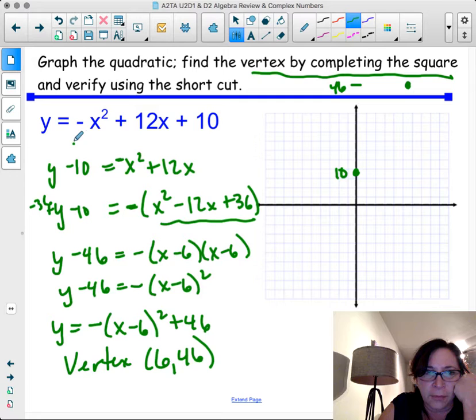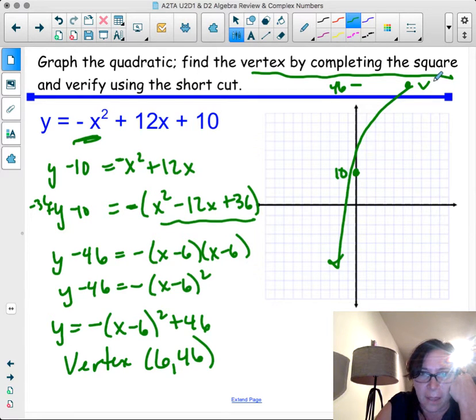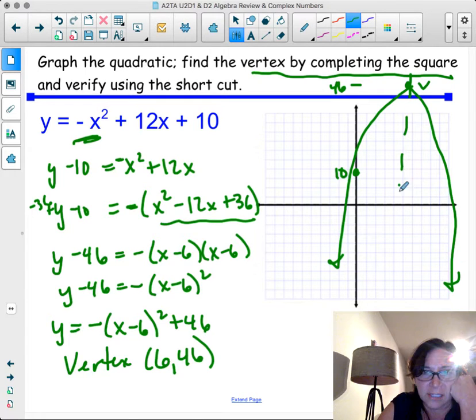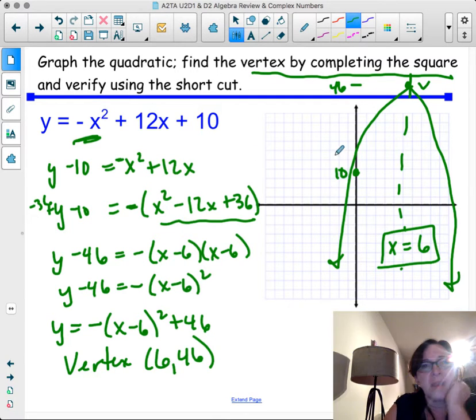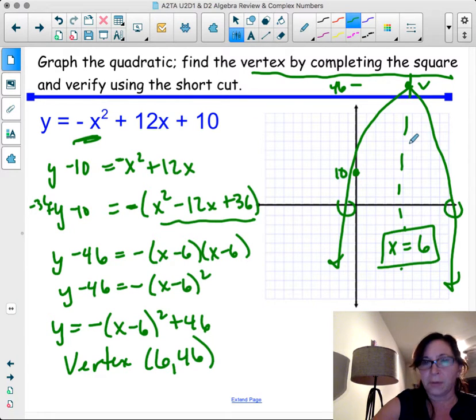And I'm looking at my negative graph. This being the vertex, this is going to come down like this. And then this is going to come down like that too. I am going to have an axis of symmetry down the middle. And again, my axis of symmetry will be x equals 6. I didn't ask for these two values right here, which are the x-intercepts. I could find the x-intercepts, but I didn't ask for those for this problem.